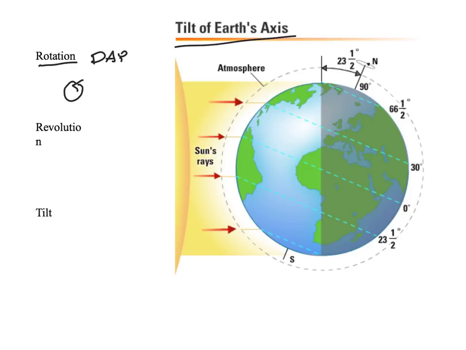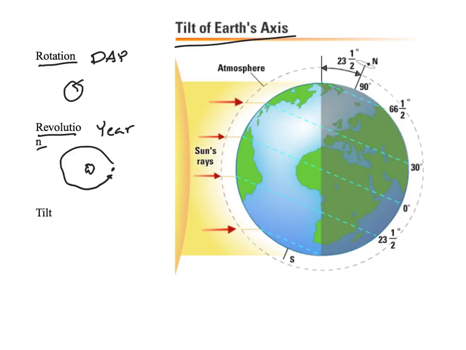So you'll notice that half of the Earth is going to be heating up, it's going to be daytime, and the other half is going to be cooling off, when it's nighttime. The second motion is revolution, and the net result of revolution is the year. This is the path of the Earth around the sun like this. So that's a revolution.